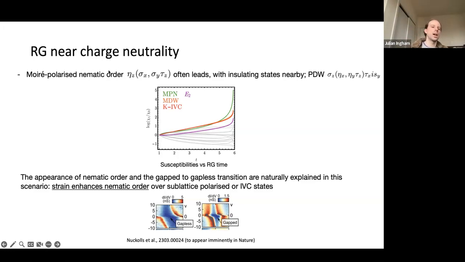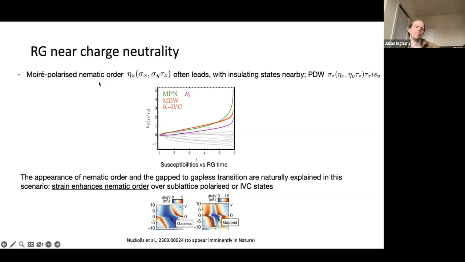And we can loosely think of this diagram I have here as the susceptibilities which are diverging as a function of going to lower temperatures, and the different colors are different order parameters. These aren't quite technically the susceptibilities, but this is kind of a technical comment I'm not really going to clarify, but we can loosely think of them this way. So green here is moire polarized nematic, so green is nematic order, and then red is KIVC, the time reversal odd IVC, and there's also a moire density wave in this E2 superconductor.